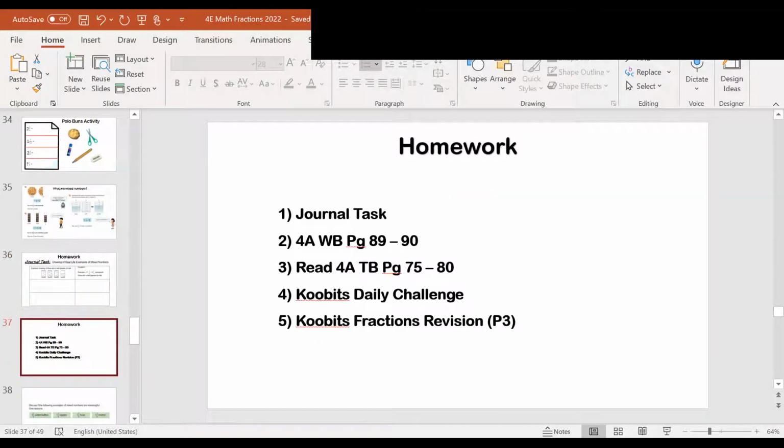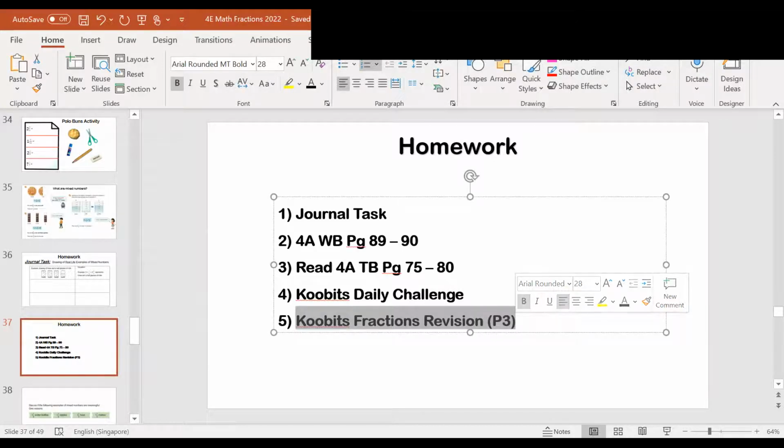I also put up the Qubits daily challenge and fractions revision. This one is up already. I posted it on Sunday night for you to try from Monday onwards. Your fractions revision for Qubits is up there for P3. Sometime this week, I will also put up the SLS P3 fractions revision package. If you cannot remember fractions from primary 3, you can revisit the learning on SLS.